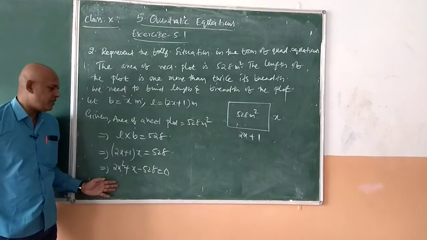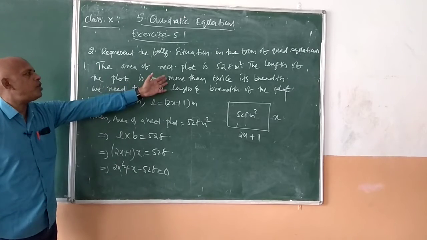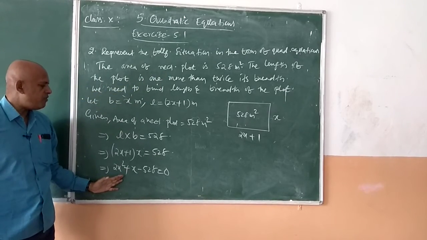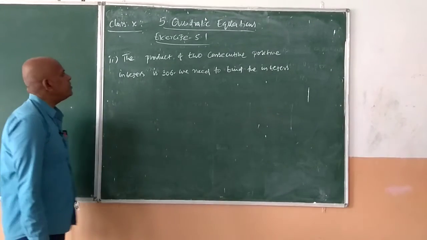This is a quadratic equation. Why is it a quadratic equation? Because the degree of this equation is 2. So the given problem we converted, or expressed, in the form of a quadratic equation. Okay, coming to the next problem.